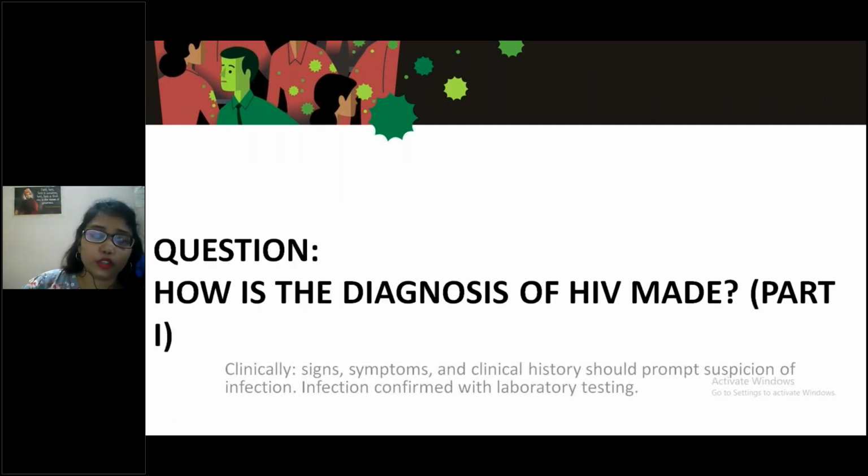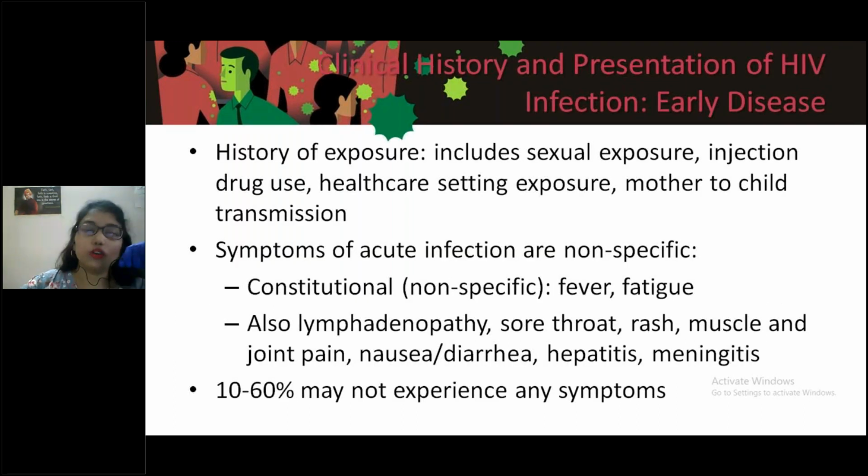So how is the diagnosis made? Basing on the signs and symptoms, clinical history, it should only prompt the suspicion of infection, and it is confirmed with laboratory testing. So we have to take the proper history of exposure. We have to take the symptoms like constitutional and other symptoms like lymphadenopathy, other symptoms which can be present, and many may not also experience symptoms.